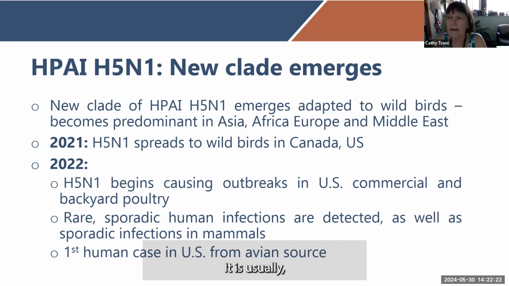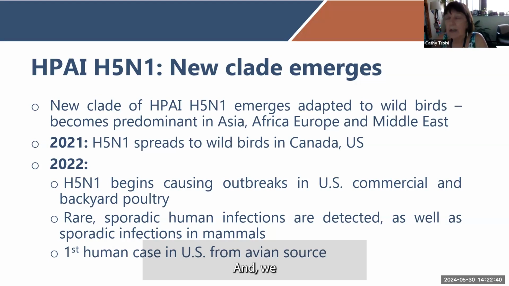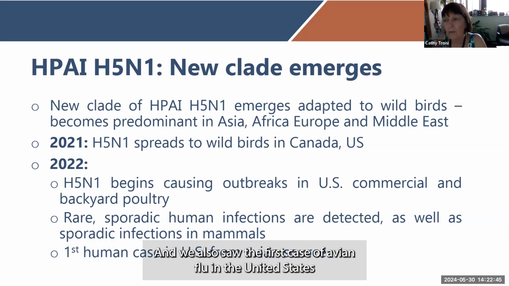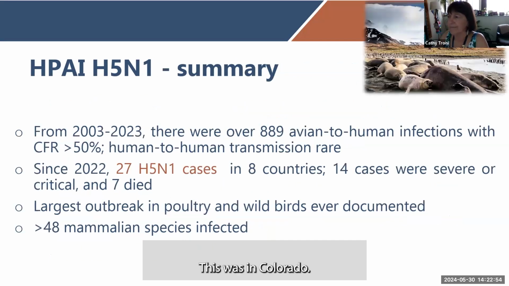This happens. It is usually from people who are in close contact with birds. We're still talking about birds here. And very rarely, if at all, sometimes it's hard to tell, human to human transmission. We also saw a few infections in other mammals. And we also saw the first case of avian flu in the United States from an avian source. This was in Colorado.